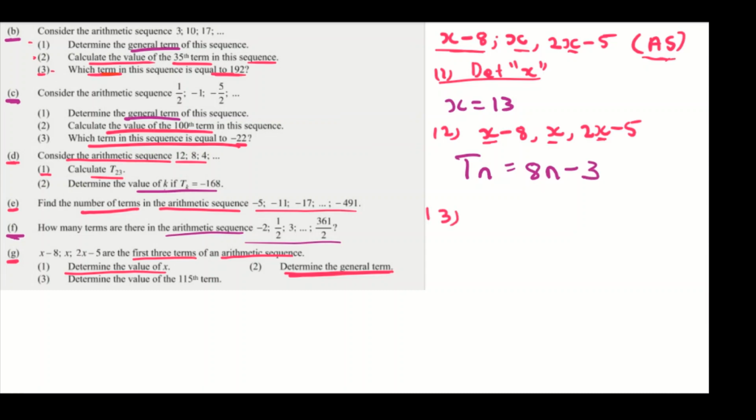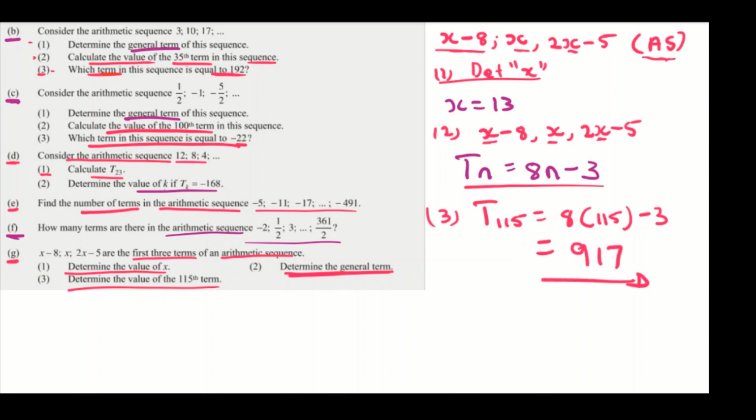So now the third part of the question, which is this one here. We have to determine the value of the 115th term. So t of 115 is equal to, substituting in this equation here, 8 into 115 minus 3, right? And then your final answer should be 917. Please confirm with your calculator. T115 is equal to 917.